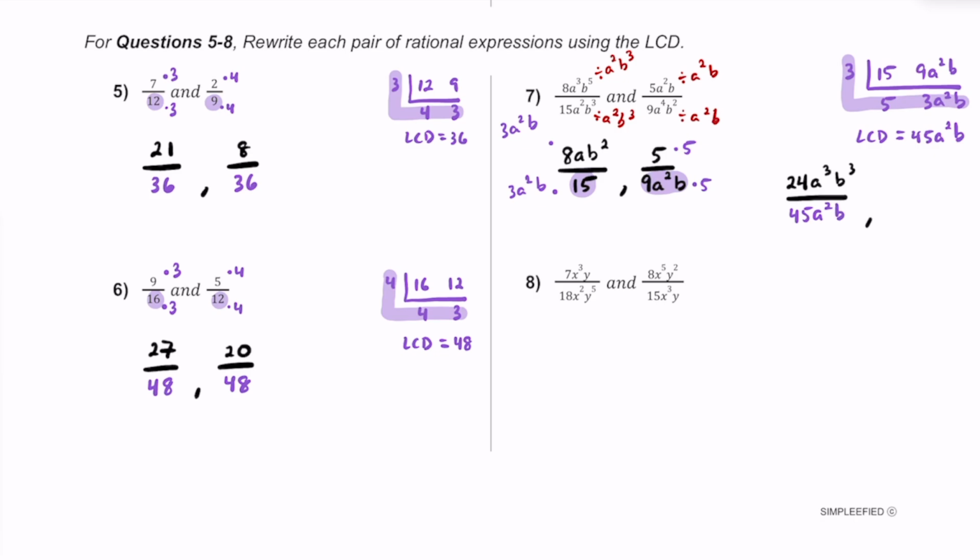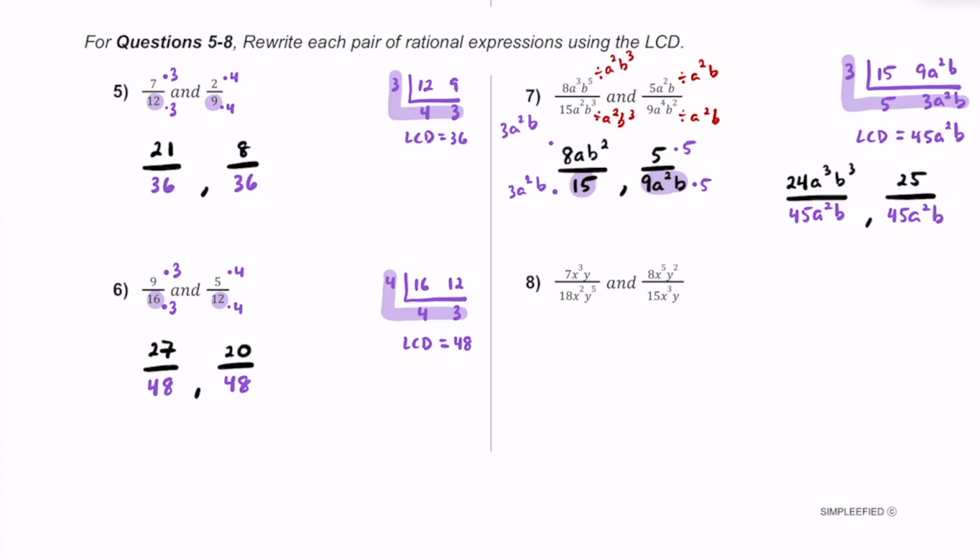And for the second fraction, we have this 5 times 5, which is 25. And of course, it's over that same common denominator of 45a squared multiplied by b. So these would be both versions of these rational expressions, but using the same denominator of 45a squared b, or the LCD.